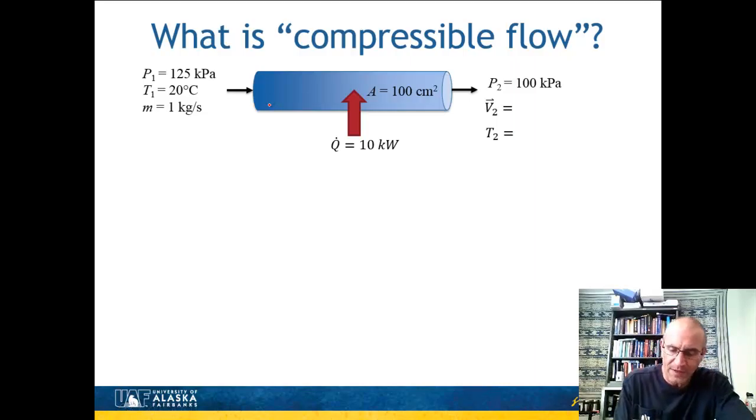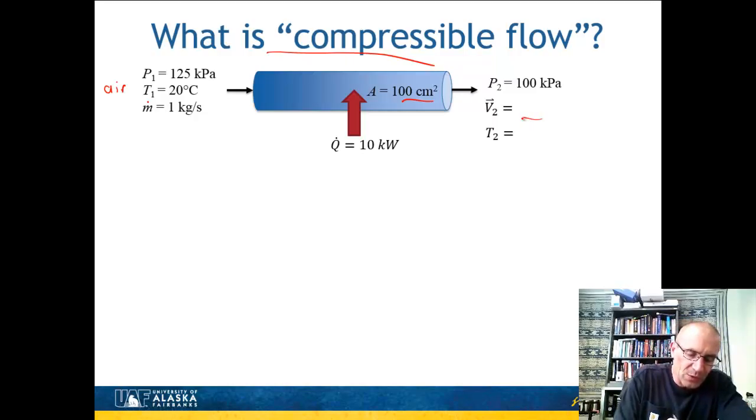Imagine that we have a duct, and we have air flowing through this duct, and I have some inlet conditions. It's coming in with a mass flow rate of 1 kilogram per second, at around 20 degrees Celsius and 125 kPa. It goes through this duct with a cross-sectional area of 100 square centimeters, and then it comes out at a lower pressure, so there's a pressure drop through this duct, and this duct is also being heated at a rate of 10 kilowatts. The thing we want to answer is what's the outlet velocity and what's the outlet temperature.